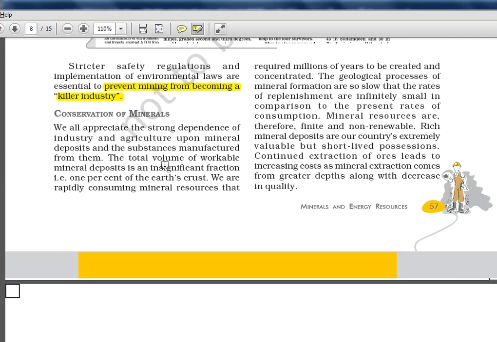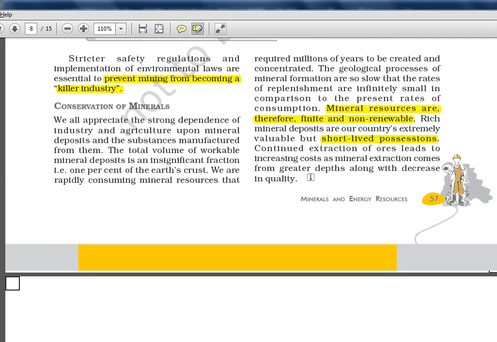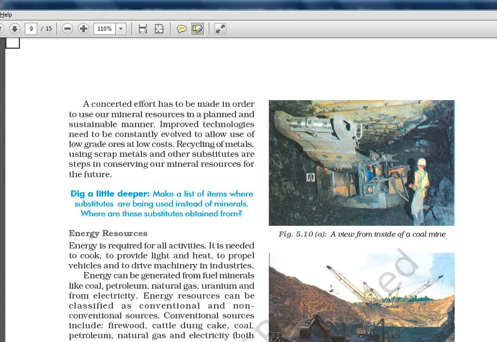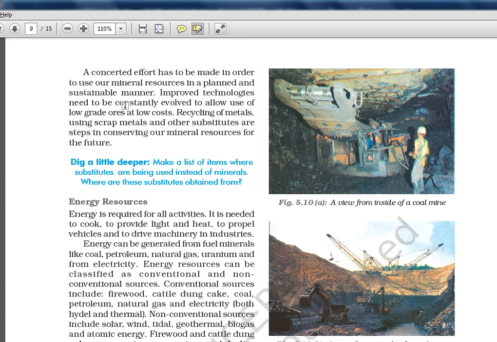Conservation of minerals. So again, here not much important. Mineral resources are therefore finite and non-renewable. Rich mineral deposits are our country's extremely valuable but short-lived possessions. So again, telling it's limited, it's exhaustible, so don't overuse it. Okay, we have seen in the last chapter that according to the nation's development needs it should be extracted. Good pictures of the inside view of a coal mine, because we are anyway not going to see it personally, we can see pictures at least. So improved technologies need to be constantly evolved to allow use of low grade ores at low cost. So again, improve the mining process, they are telling.